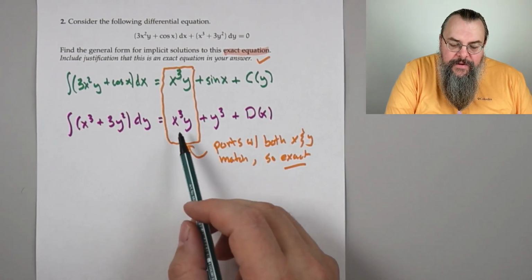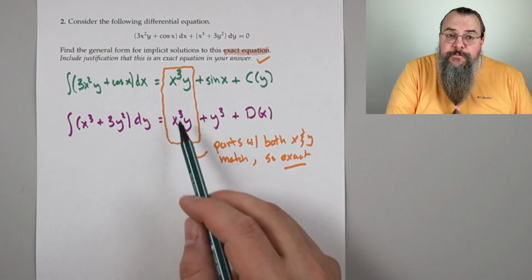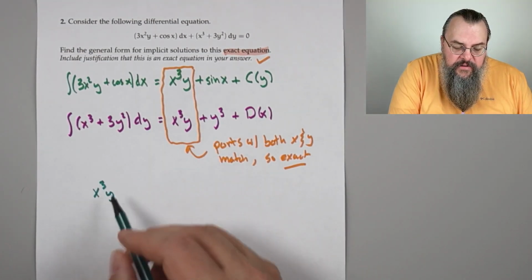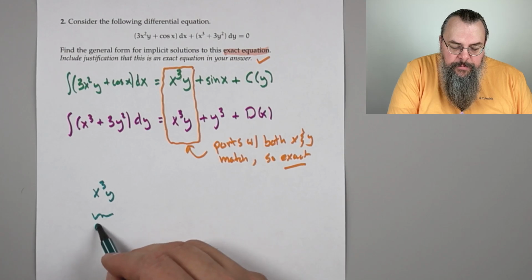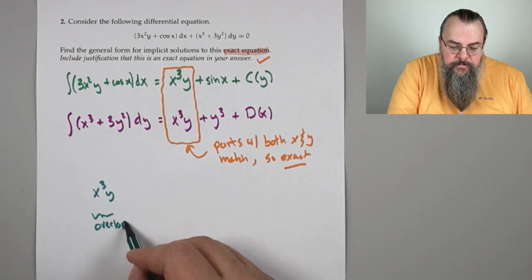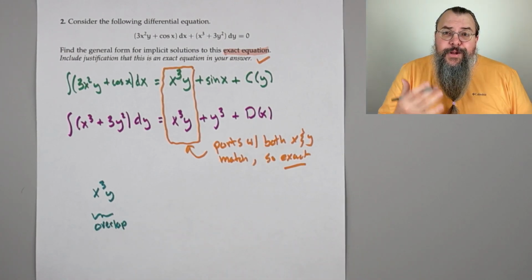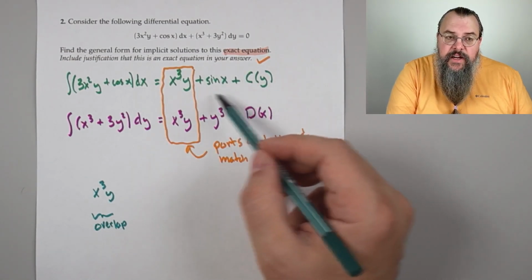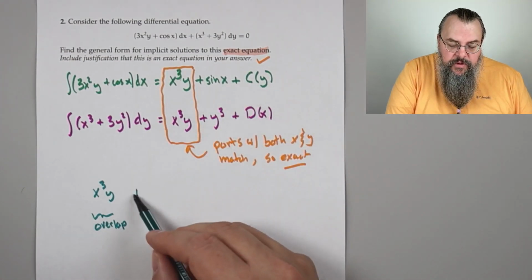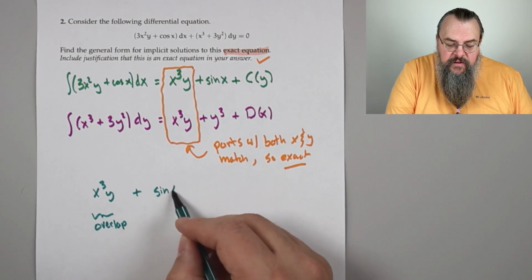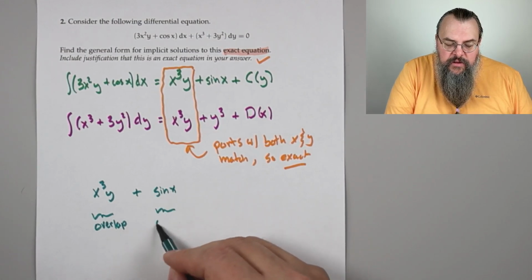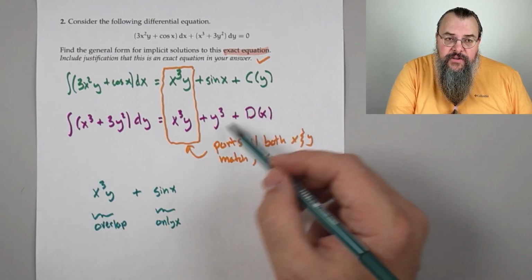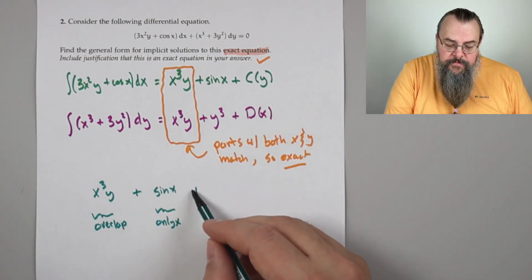So we have the parts which agree. So that's the overlap parts. So we'll write that. That's x cubed y. Okay, overlap. Then we have parts with only x. Now that comes from the first integral, and that's the sine of x. So plus sine of x. And again, this is the only x part. And then we say, well, parts with only y. That comes from the second integral. That's the y cubed.